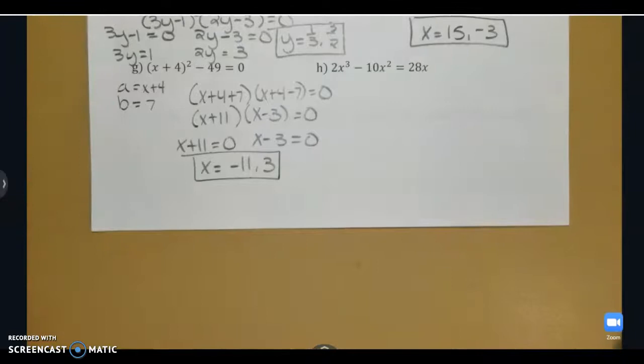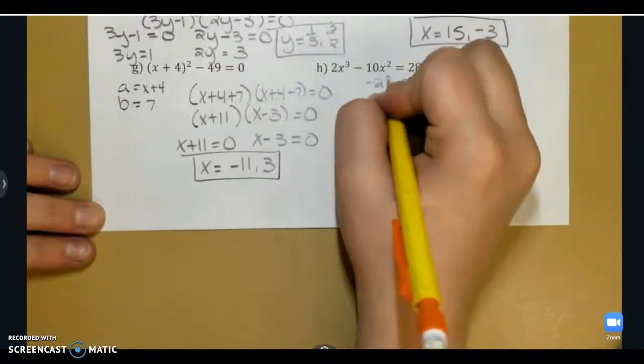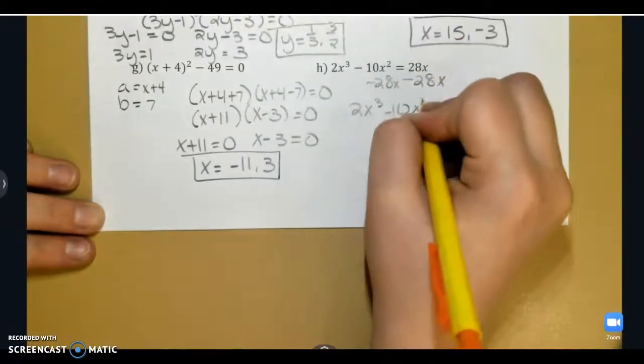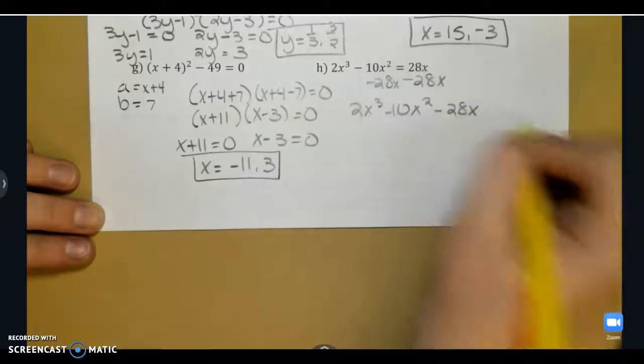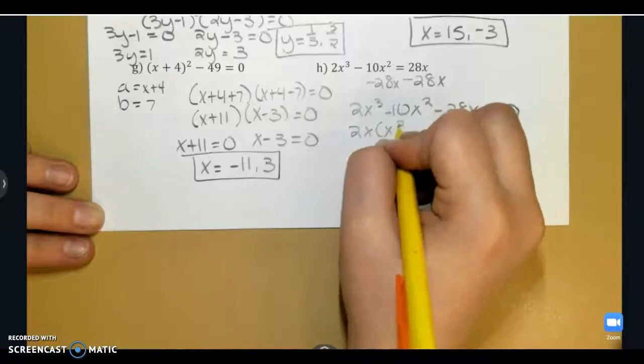All right, last one on this front page, getting it into standard form right quick. 2x cubed minus 10x squared minus 28x. Factor out my GCF of 2x.